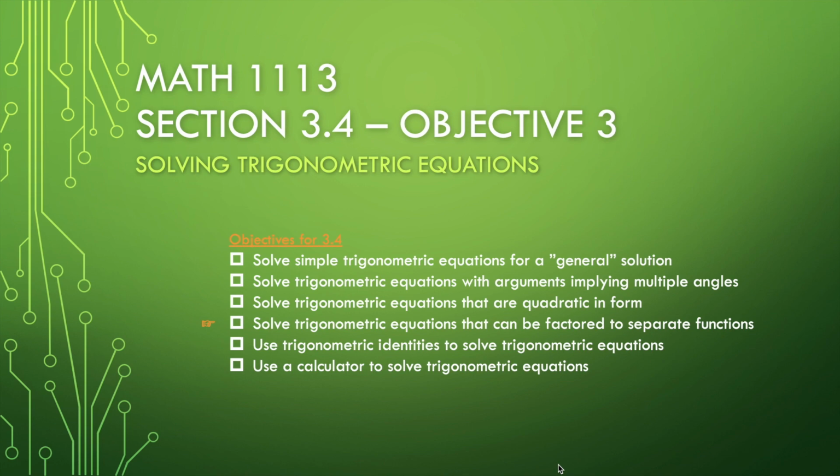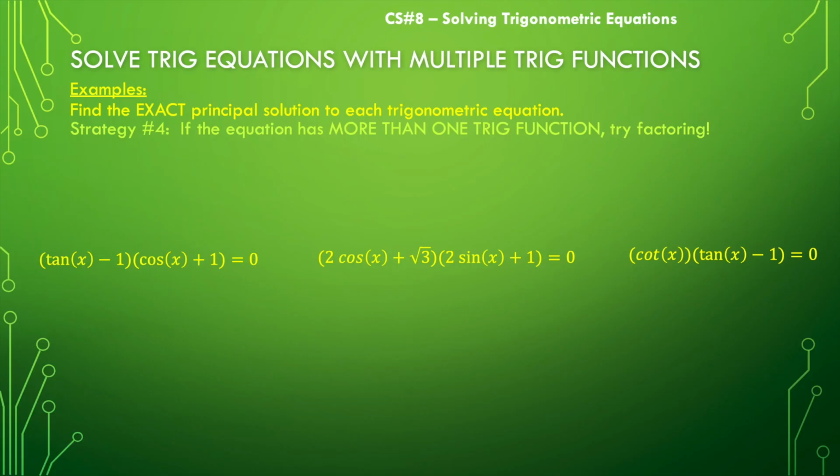So let's jump in. We are looking in these examples to find the exact principal solution for each trigonometric equation. And remember, a principal solution is the same as finding all the solutions on one rotation of the unit circle. So from 0 to 2 pi, but not including the 2 pi.